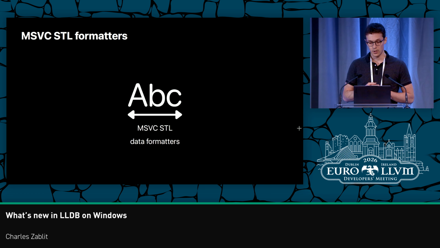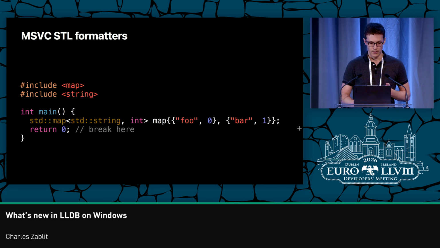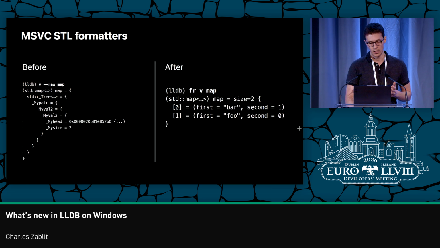Support for MSVC in LLDB has also improved with the addition of data formatters for the MSVC standard library. And this change is immediately visible to any Windows user. So what this looks like is if you are debugging this program, which just creates a std map, and you build that with MSVC and then debug it with LLDB, previously you would only get the raw unformatted value, whereas now you get the properly formatted value with the inner values as well as the size of the std map.